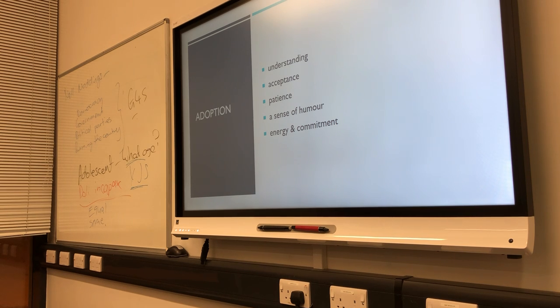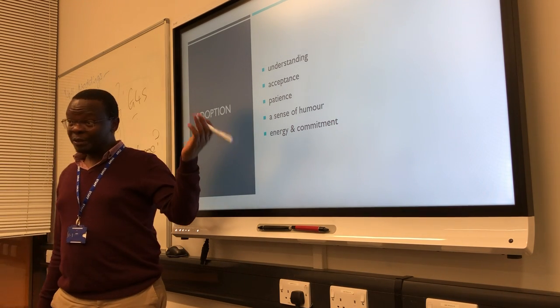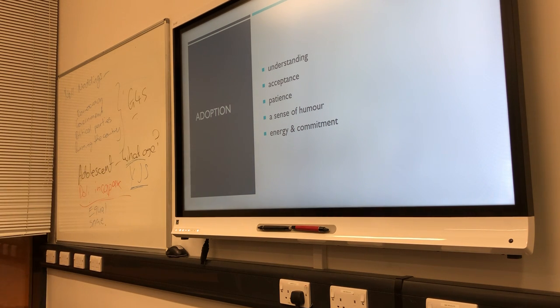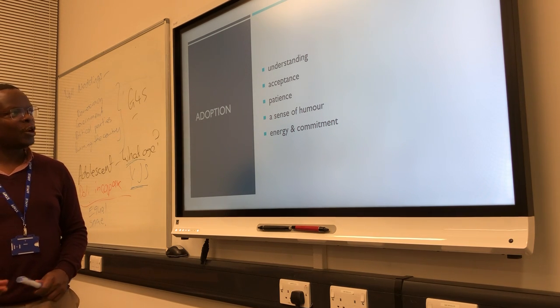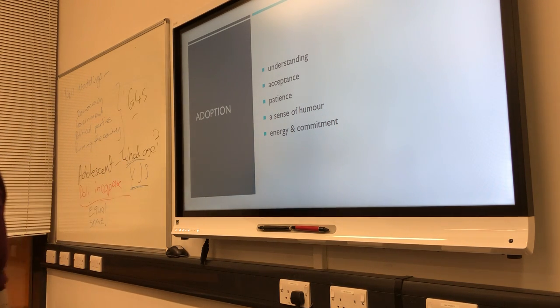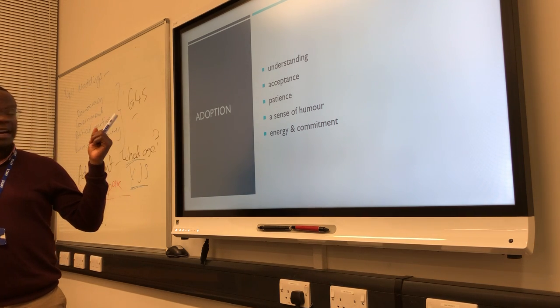When you talk about adoption, for you to be able to adopt, I'm not saying this is a rule, but these are the qualities that have been identified in literature, qualities of a good adopter or person who can adopt. There must be understanding. And they also must be accepting of children from a range of backgrounds. They must also demonstrate patience, and a sense of humor.